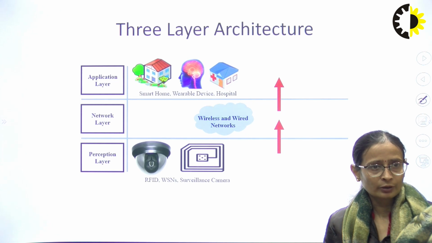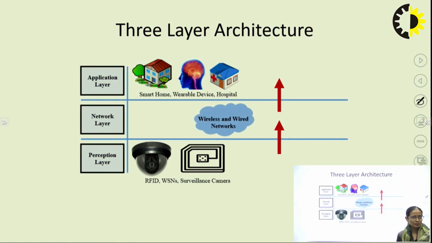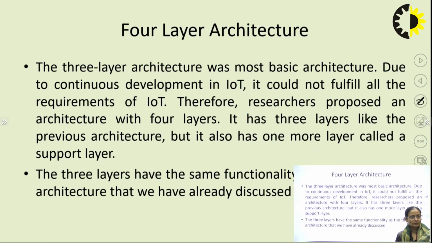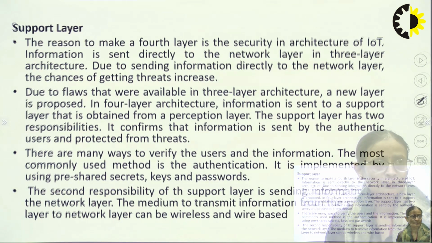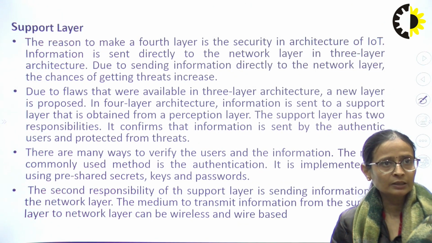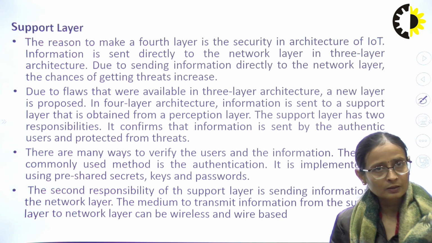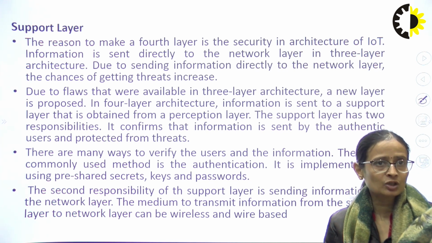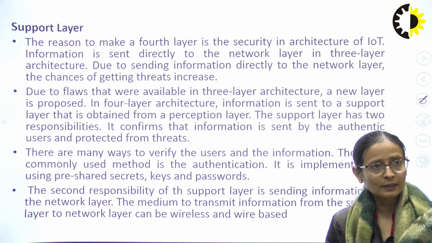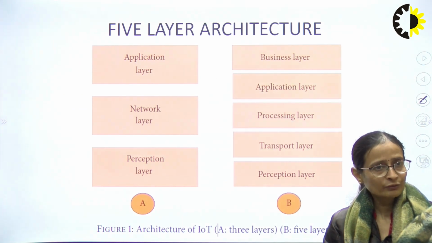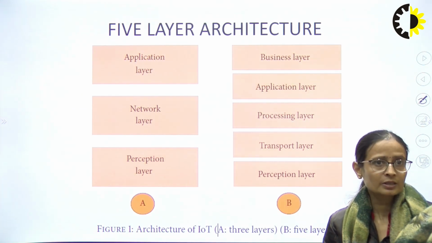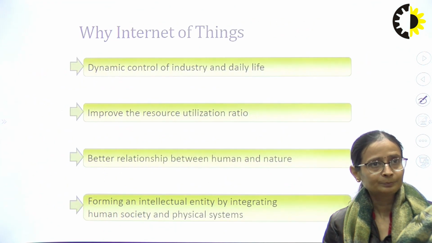It comprises RFID and surveillance cameras, that is your things. The network layer is your wireless or wired network, and the application layer could be smart home, for which particular things have been deployed. It could be smart homes, wearable devices, hospitals, and so on. In the 4-layer architecture, the support layer is the additional one, and the reason to make a 4th layer is security in the architecture of IoT, which is missed in the 3-layer architecture. Whereas in the 5-layer architecture, we have the additional processing, transport, and business layers.